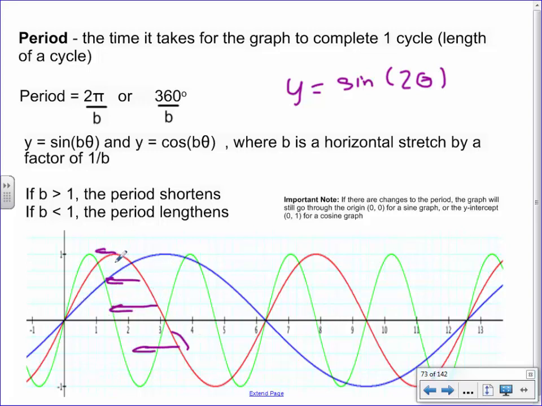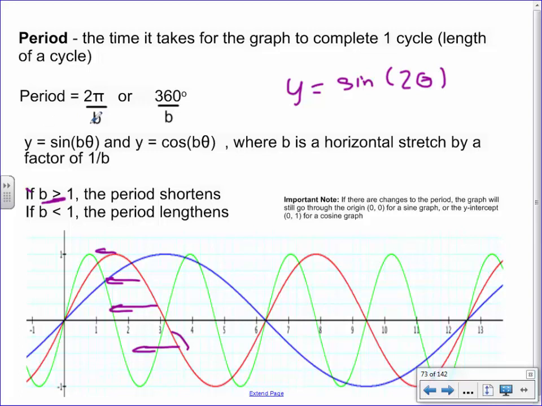Whereas blue is being pulled out. Blue has been lengthened. So you just have to remember this from our first unit. If b is greater than 1, it's going to squish everything, and that means the period gets shortened. If you pull it out, then the period gets lengthened.